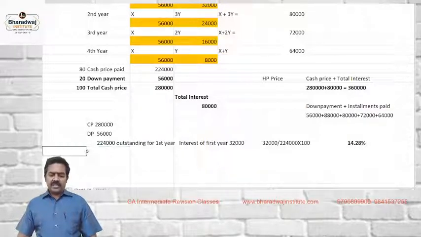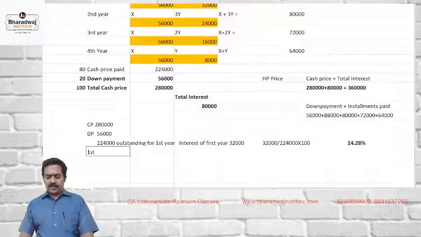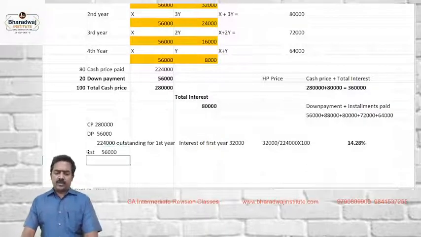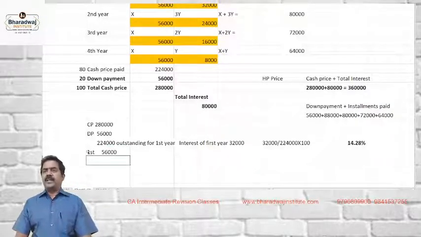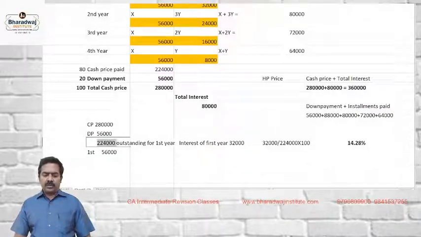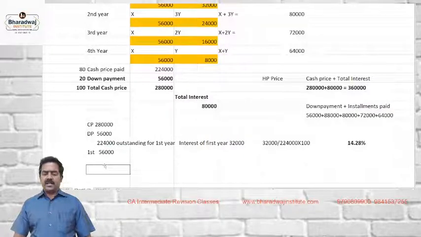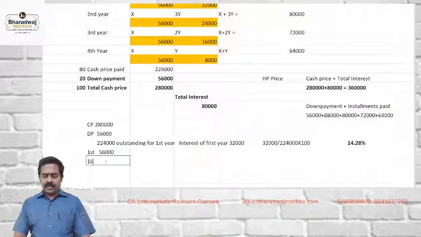In this first installment, how much did we paid? 56,000 paid. So what is the balance outstanding? 2,24,000 minus 56,000. Out of 2,24,000, we paid 56,000. How much is outstanding for the second year? 1,68,000.